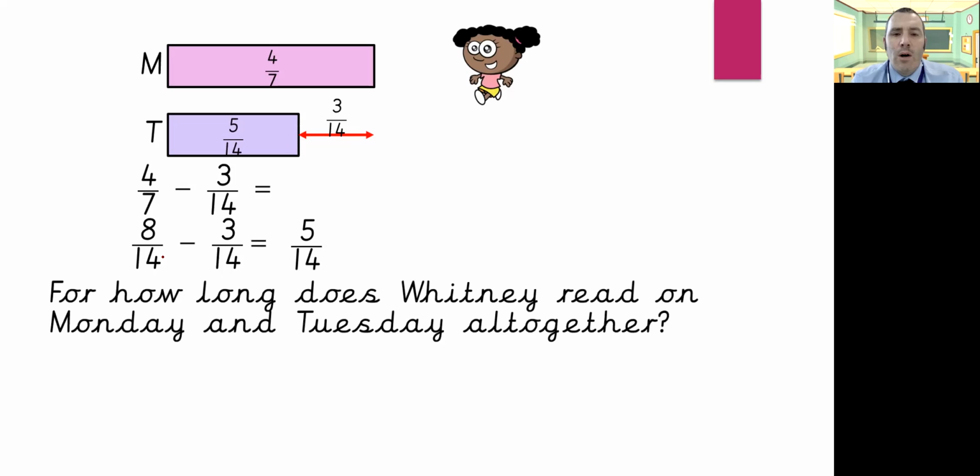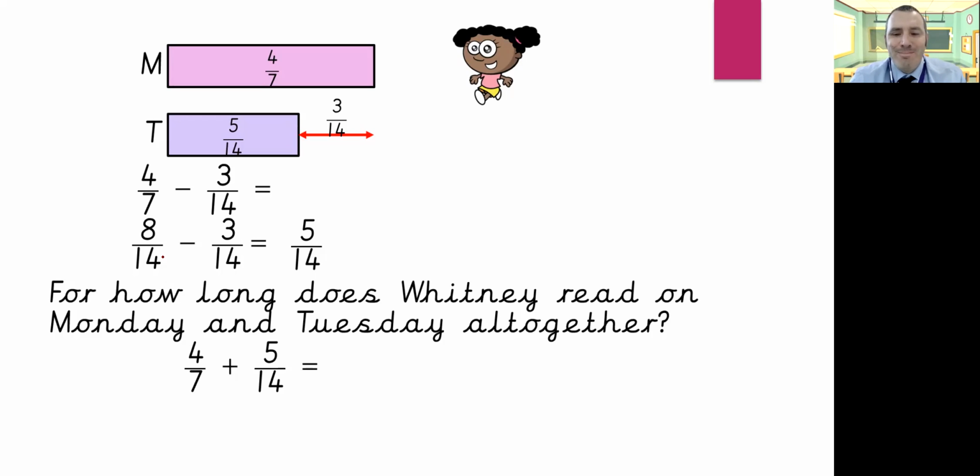So for how long does Whitney read on Monday and Tuesday all together? So we've got a second part to this question. It's asking us to use the information we found and answer another question. So we know how to add our fractions together, don't we? 4/7 plus 5/14 equals, tell you what, you finish this calculation off, I'll wait here for you.